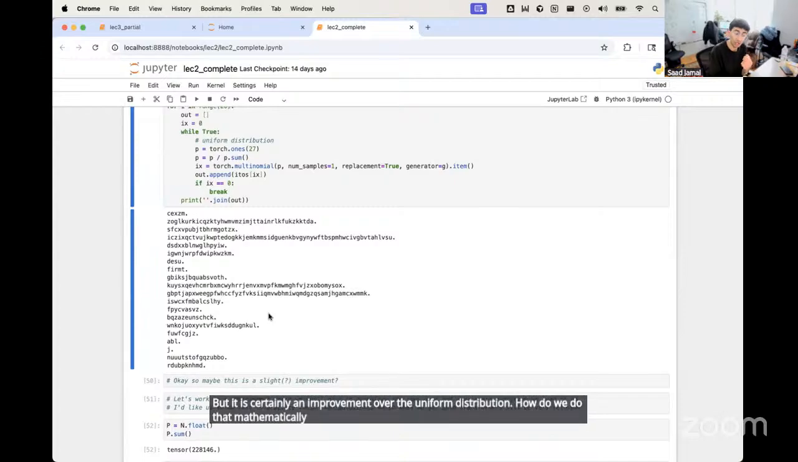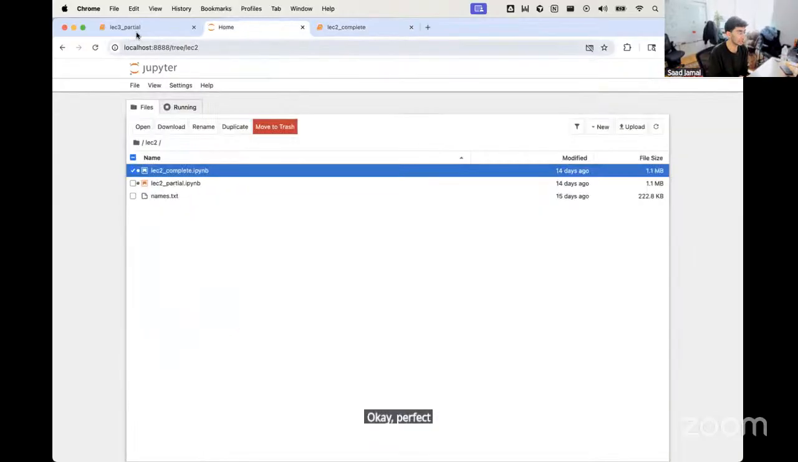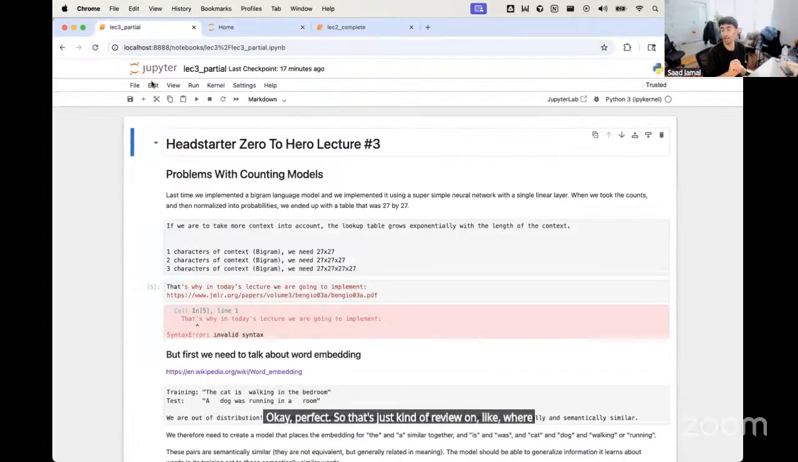How do we do that mathematically? We came up with a loss function last time. Our loss function was log likelihood, and we showed that the uniform distribution has a really bad log likelihood, and our bigram model is slightly better. Okay, perfect. So that's just a review of where we're at so far.